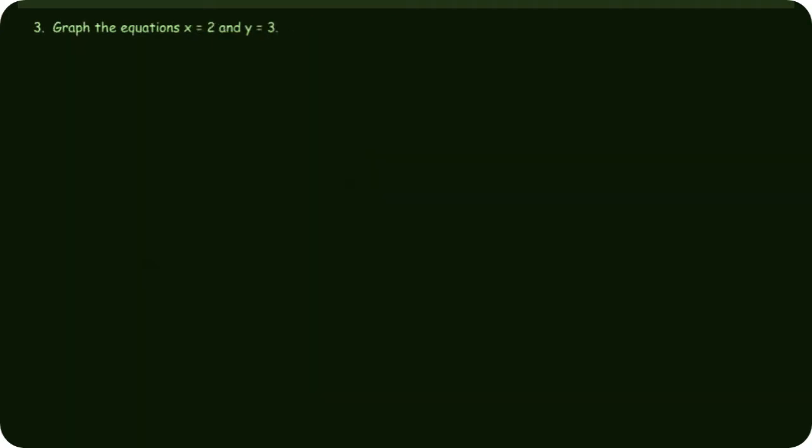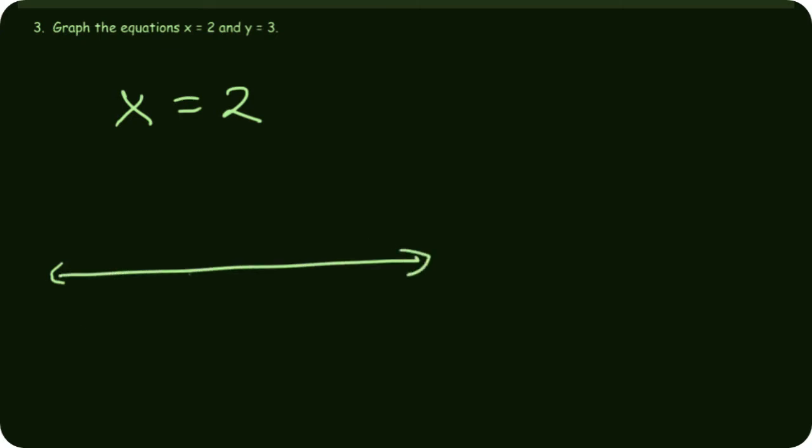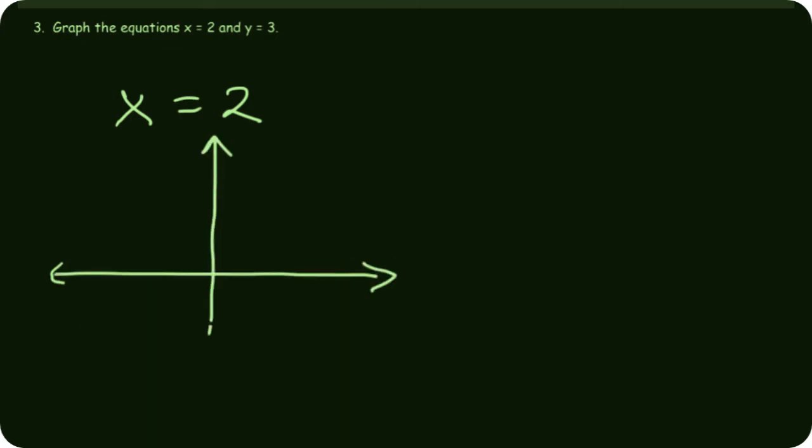Number 3, graph the equations x equals 2 and y equals 3. So let's start with x equals 2. How can we graph this particular equation? Whenever x is equal to a number, the type of graph you are going to get is a line, but specifically a vertical line at x equals 2.